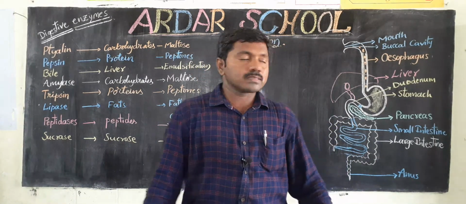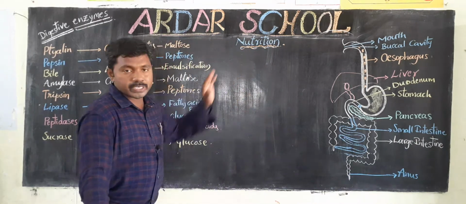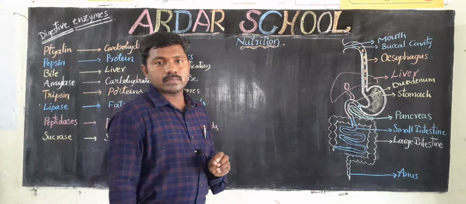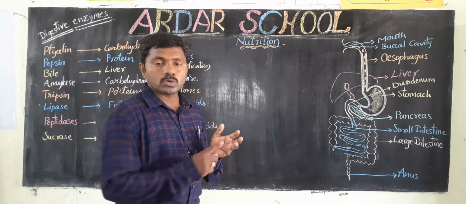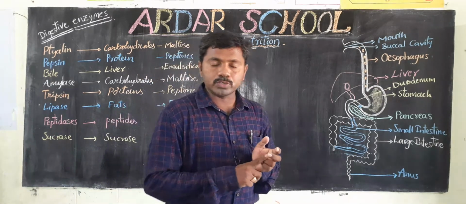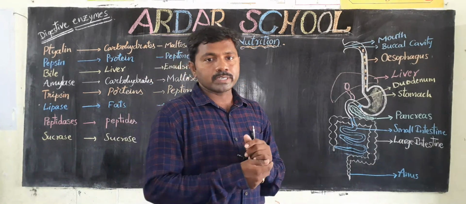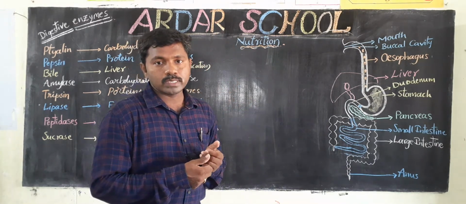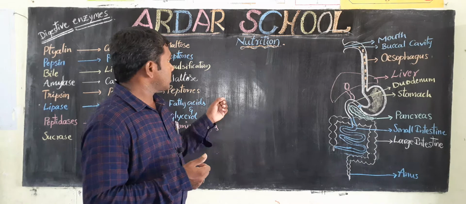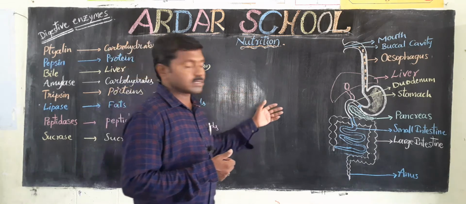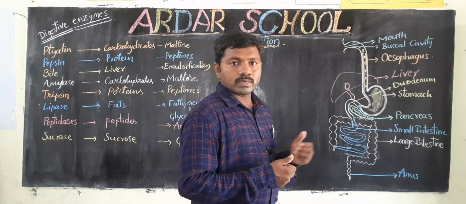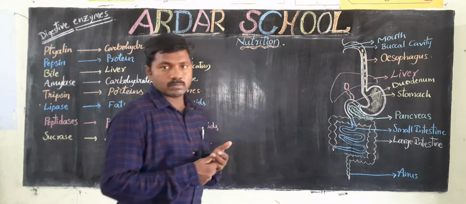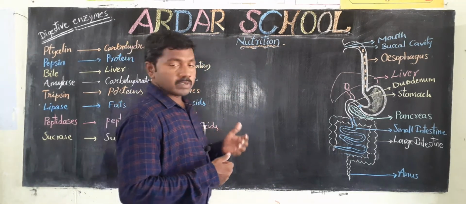So last class in this topic, nutrition, you already learnt, we discussed the autotrophic nutrition and heterotrophic nutrition in plants, already completed. So next one, human digestive system. In this topic we already discussed some part. Today we recapitulate that one. Okay children, again we will continue.